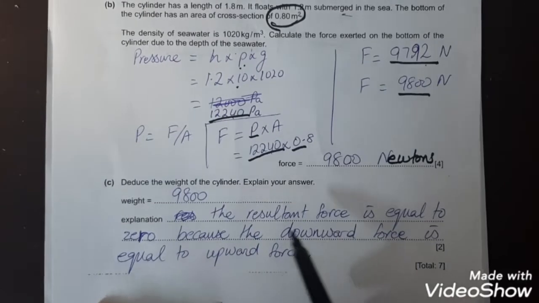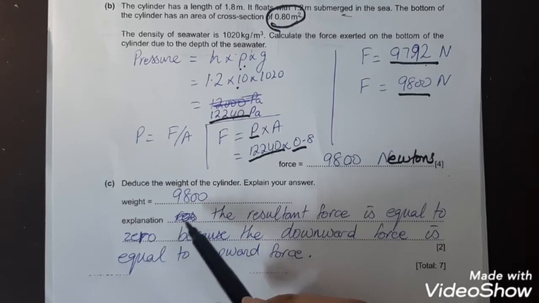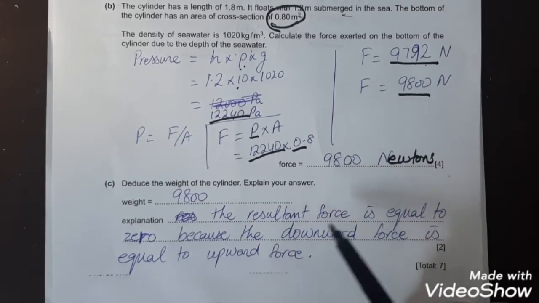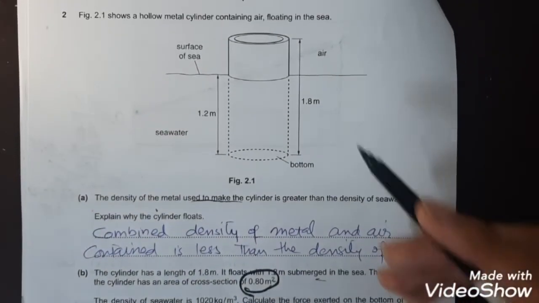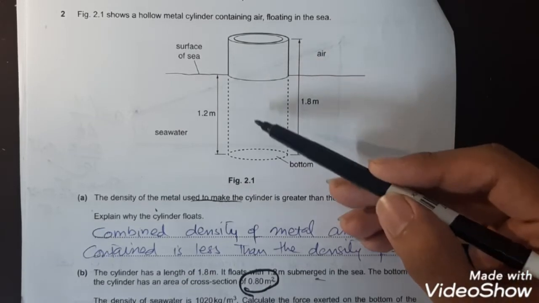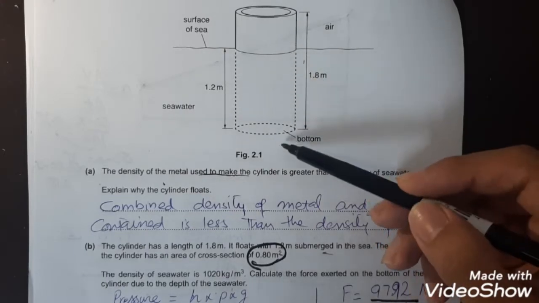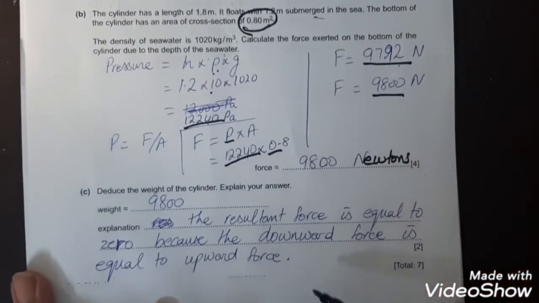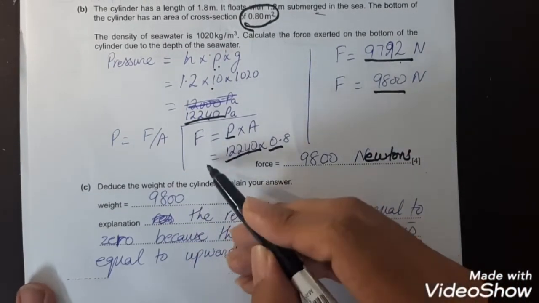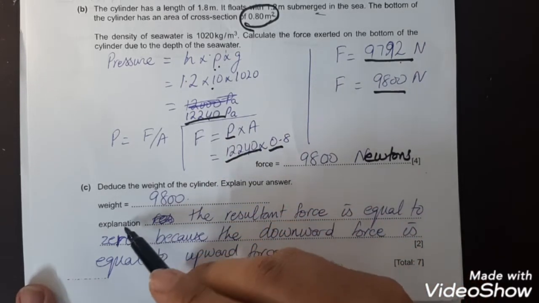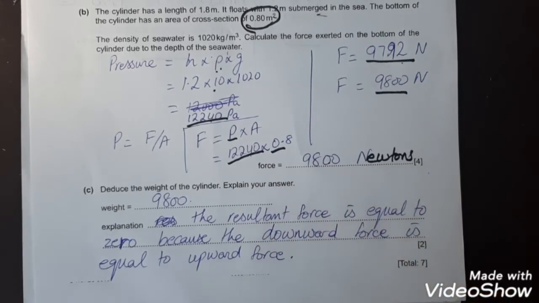Then part C states deduce the weight of the cylinder. Explain your answer. The weight is 9800. Explanation: the resultant force is equal to 0 because the downward force is equal to the upward force. Because if it's not equal, the cylinder will move up or float in the sea, whereas it's equal, so it stays at the same level. So this is how we will write: weight is 9800 newtons, and the explanation is the resultant force is equal to 0 because the downward force is equal to the upward force.